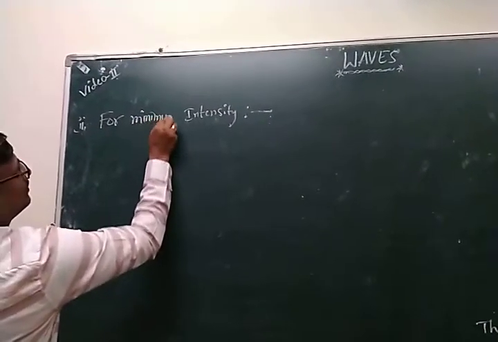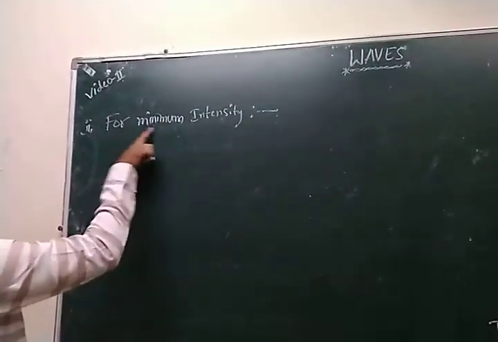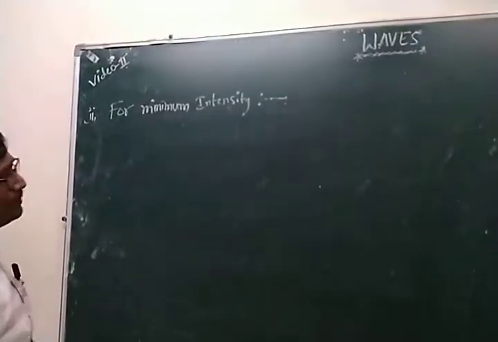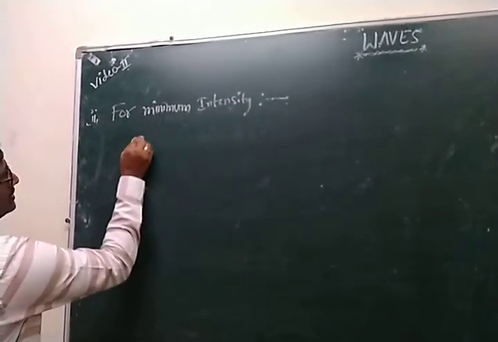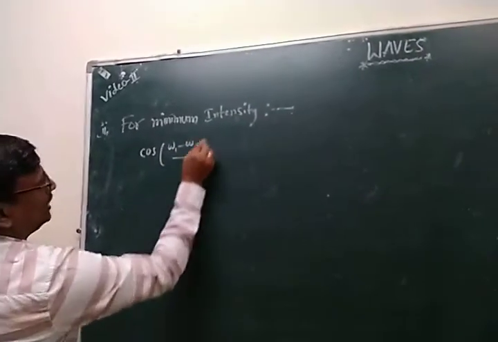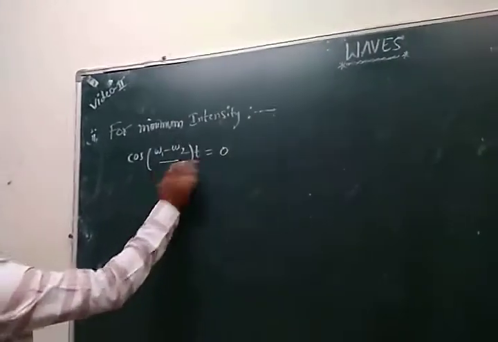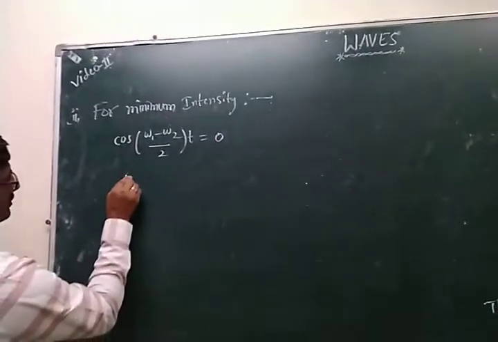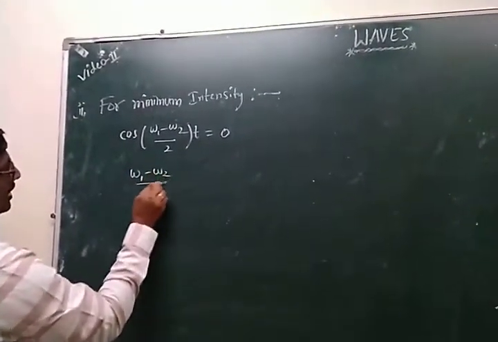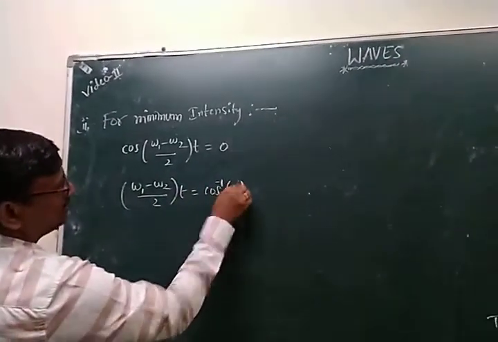minimum intensity. Before, what topic were we discussing? It was maximum intensity. This is for minimum intensity. In minimum intensity, cos of (omega 1 minus omega 2) by 2 into t is equal to 0. The minimum is nothing but 0. The cos is taken to this side: (omega 1 minus omega 2) by 2 into t is equal to cos inverse of 0.